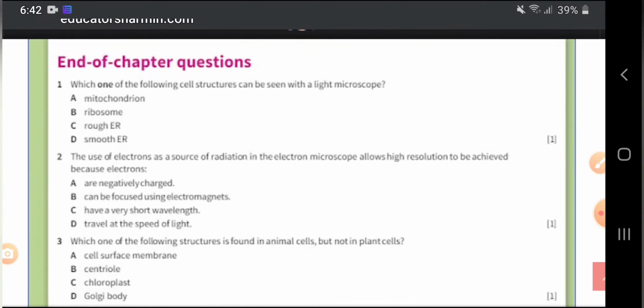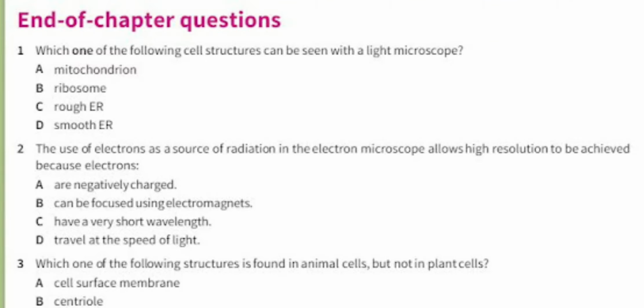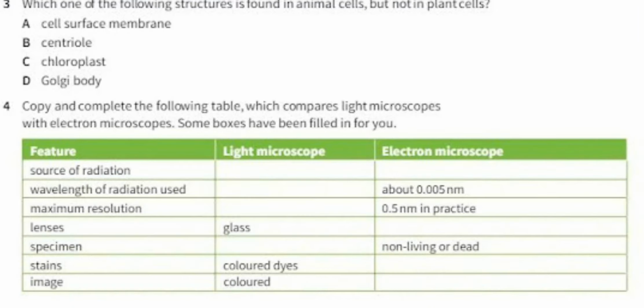Here are some questions. Which one of the following cell structures can be seen with a light microscope? Which one? The use of electrons as a source of radiation in electron microscopes allows high resolution to be achieved, because electrons... what's the answer? Write down the answer and check how many marks you get. Which one of the following structures is found in animal cells but not in plant cells? Which one?